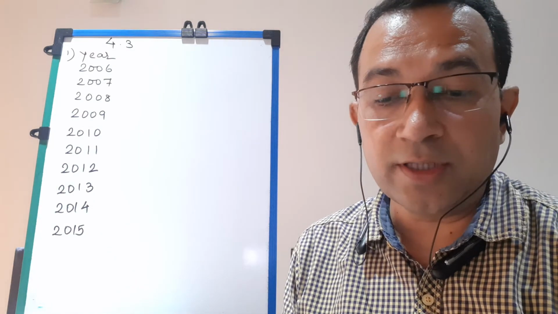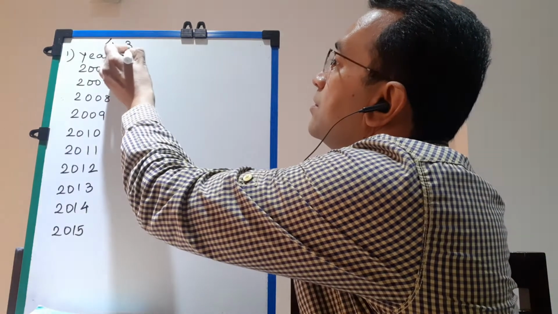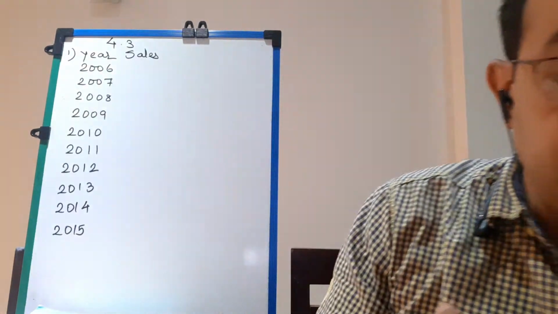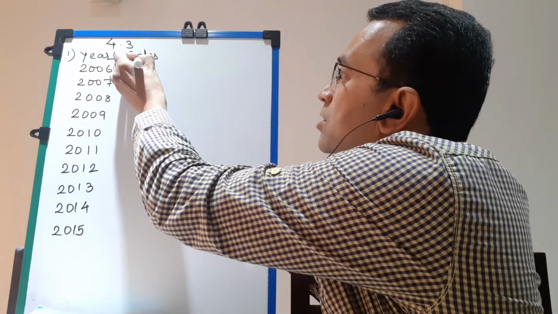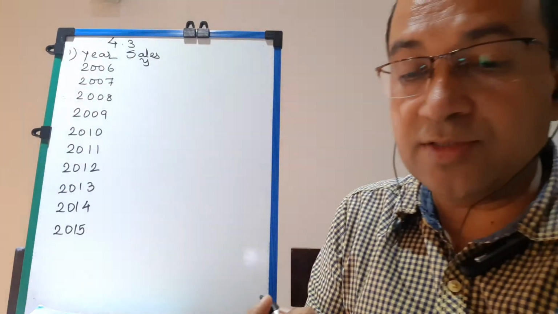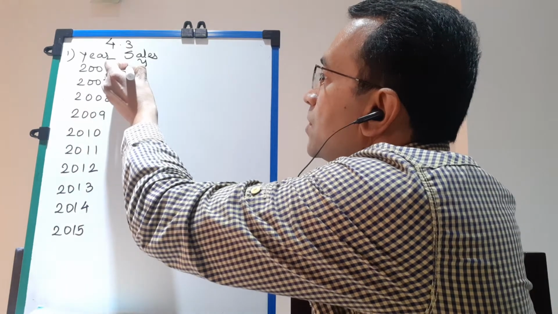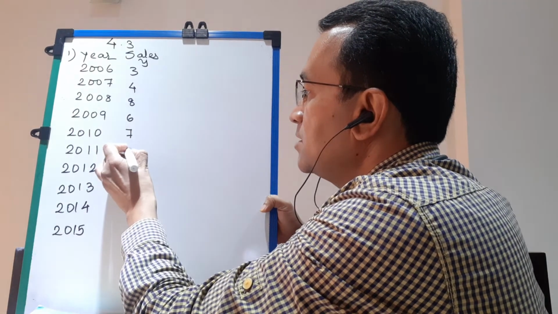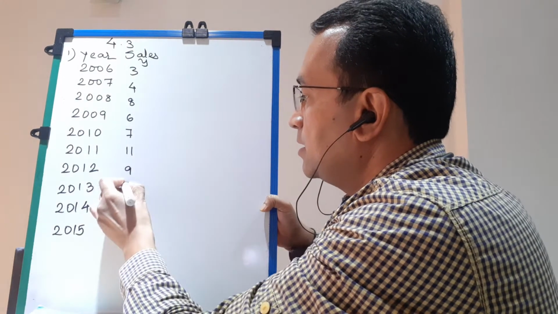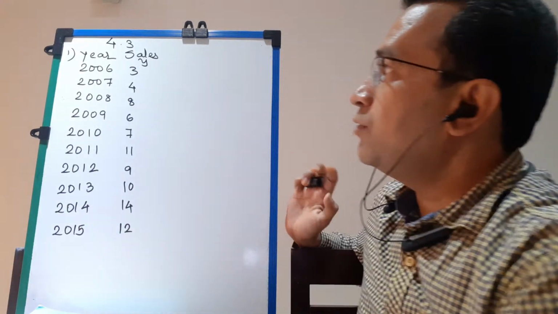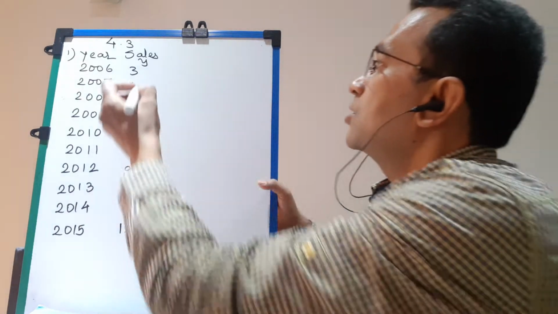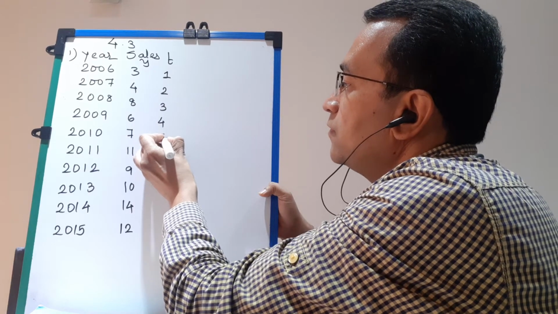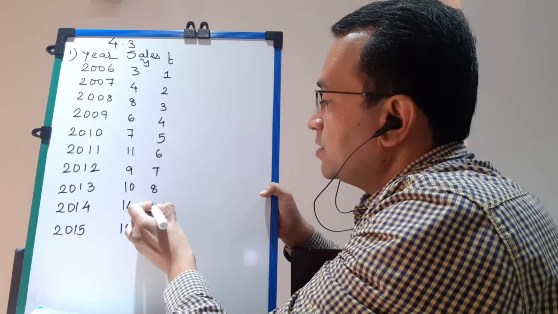Now the value of variable quantity, which is yt, sales. Students, I can write simply y also, or even yt. Now let us note down the values: 3, 4, 8, 6, 7, 11, 9, 10, 14 and 12. Then we make the column of t, which is 1, 2, 3, 4, 5, 6, 7, 8, 9, 10.